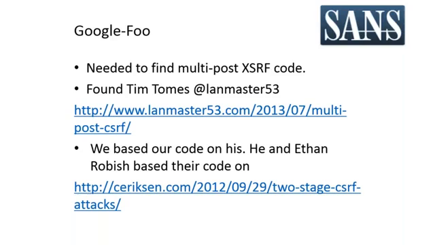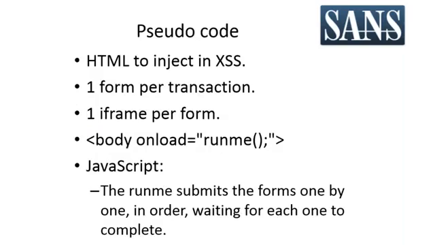So Google came to our rescue. So pseudocode. First off, we find the cross-site scripting. Next, we create an HTML page to inject into the cross-site scripting. We create one form per transaction, so form 0, form 1, form 2, form 3, depending on the number of transactions we run per form. We create one iframe per form.